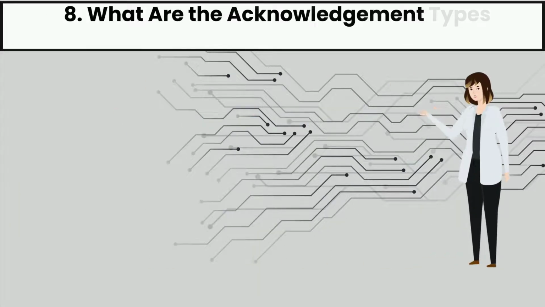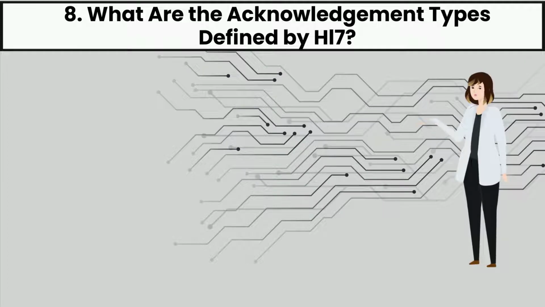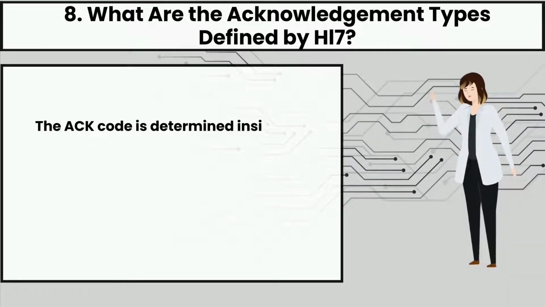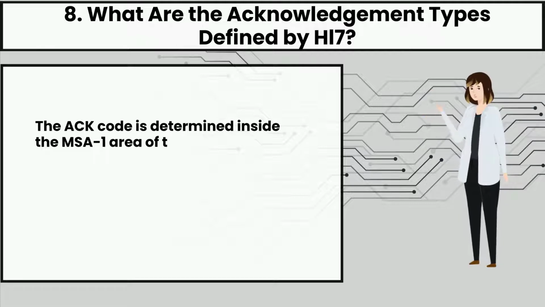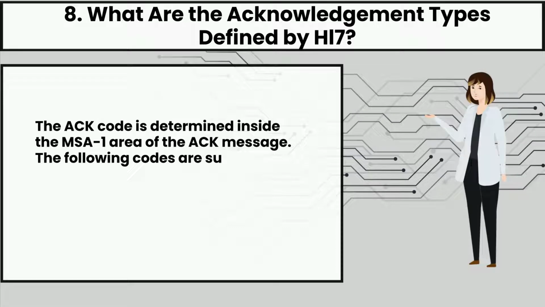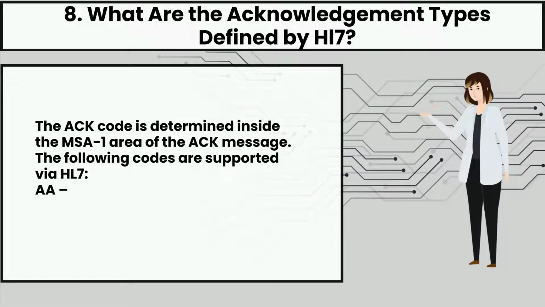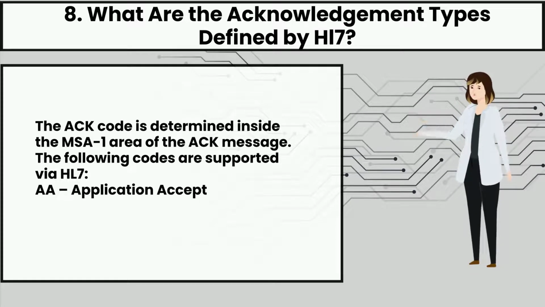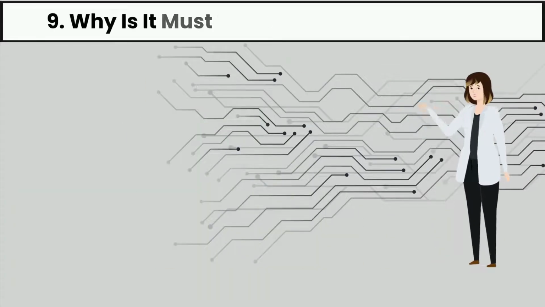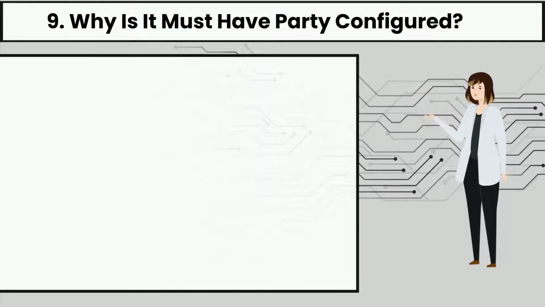8. What are the acknowledgement types defined by HL7? The ACK code is determined inside the MSA.1 field of the ACK message. The following codes are supported by HL7. AA, application accept. AE, application error. AR, application reject.